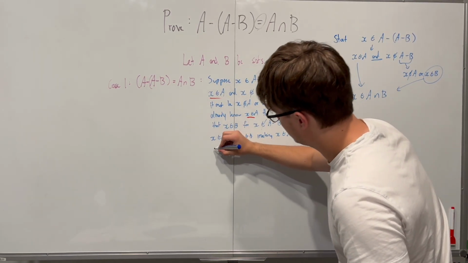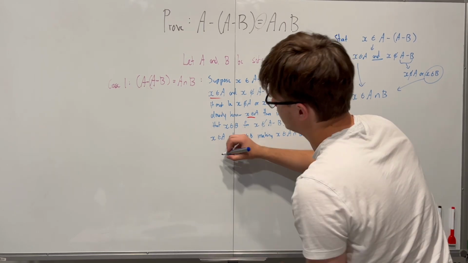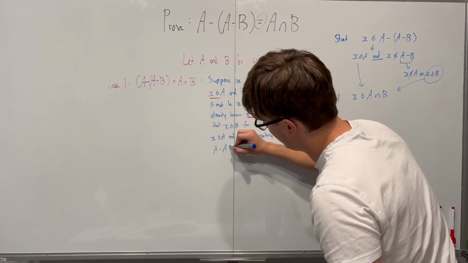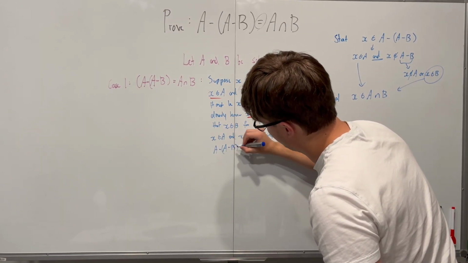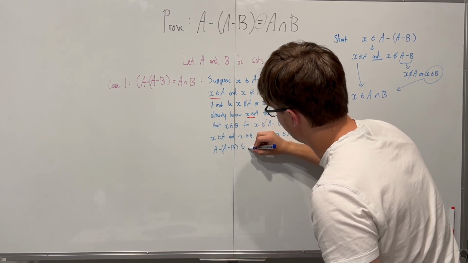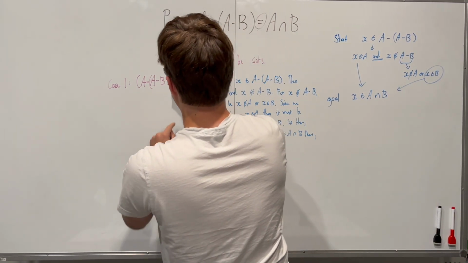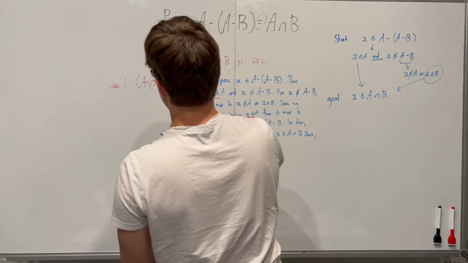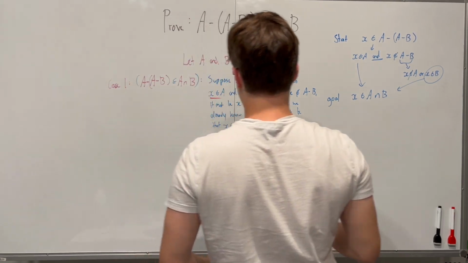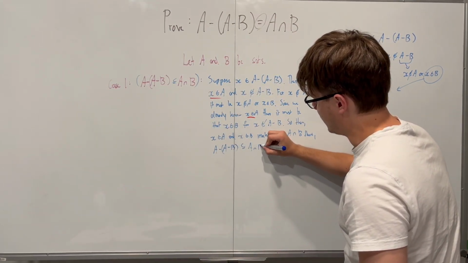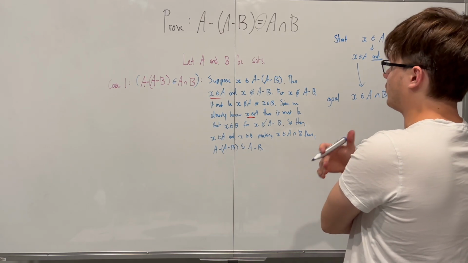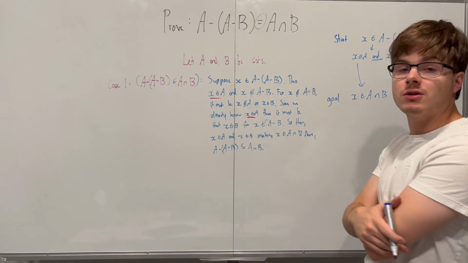Thus, now we can conclude what we wanted to show. A minus B is a subset of, not equal to, I keep writing that down, it must be a subset. Fantastic. Of A intersect with B. Okay, we've shown the first half of our proof. Now let's do the other half.